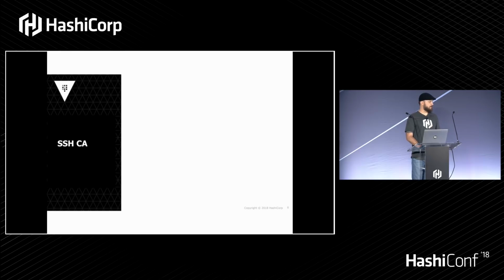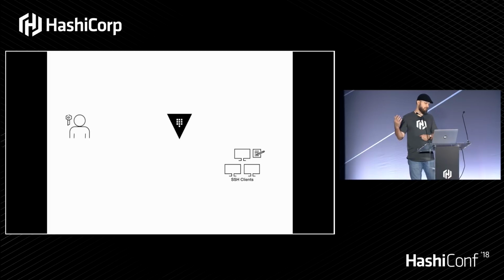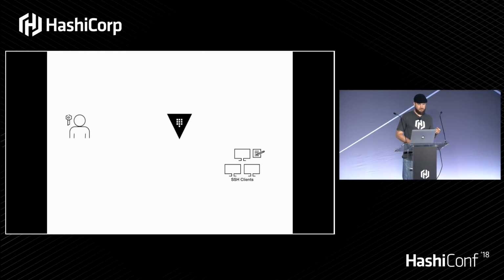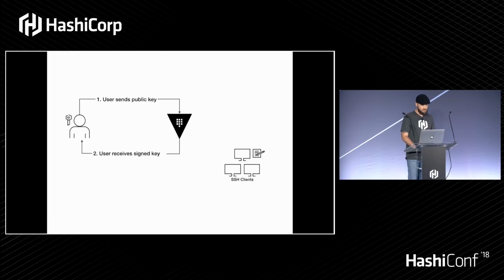The other option is using Vault as a certificate authority for signing your SSH keys. So again, we have the same three objects: user, Vault, and the SSH client. The user has an SSH key. He'll send that key to Vault to then get signed. Once that signing happens, it'll respond back with a new signed key after validating that that user has access to SSH to the instances that they're making a request for. So the user then takes that key and can log into the client.